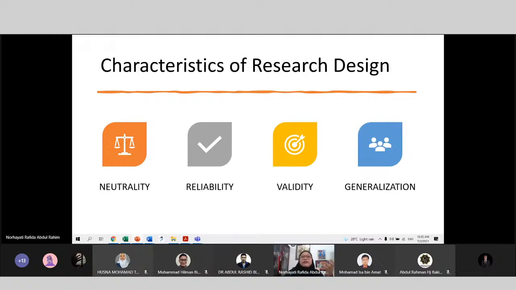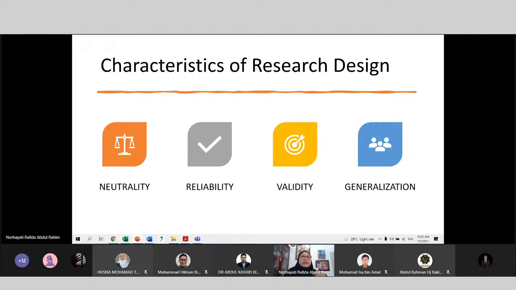So the characteristics of research design. First is neutrality. Neutrality means it does not show biasness. It does not show imbalance. It's supposed to be the strongest part of your research. So it should be neutral, meaning it shows balance. I will show you an example of how the research design can be called balanced or neutral.